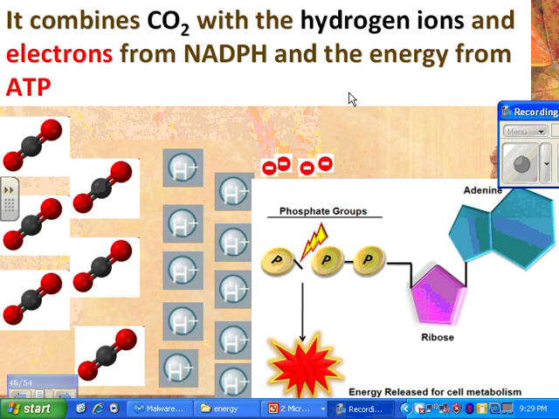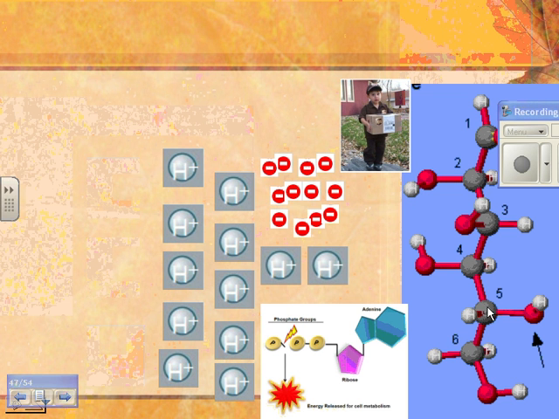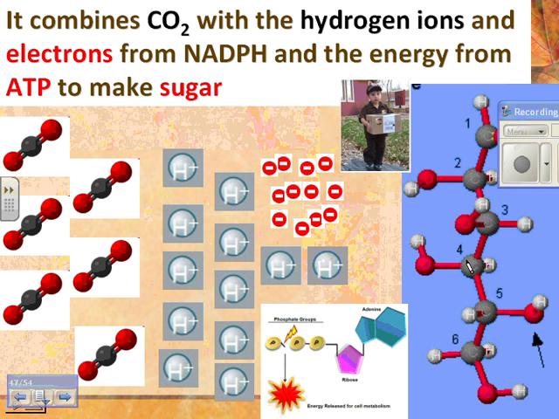So you're going to pause this and write in it: the light independent reactions combine carbon dioxide with hydrogen ions and electrons from the NADPH and the energy from ATP to make sugar, or glucose, you can write. And so if you look at this, it's got carbon and oxygen, just like you have here, but now you've got hydrogens combined onto there. And so you have a high energy molecule and you made it from ATP.